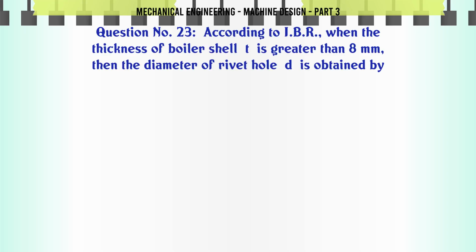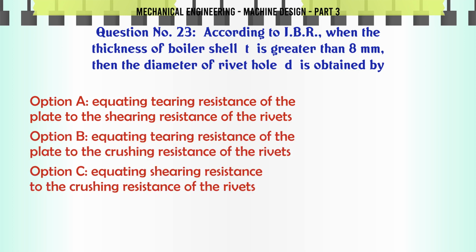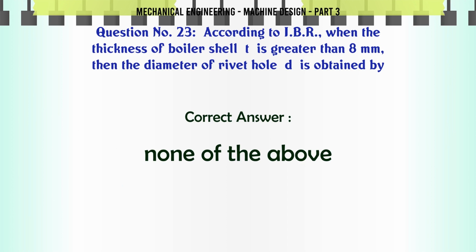According to I.B.R., when the thickness of boiler shell T is greater than 8 mm, then the diameter of rivet hole D is obtained by A. Equating tearing resistance of the plate to the shearing resistance of the rivets, B. Equating tearing resistance of the plate to the crushing resistance of the rivets, C. Equating shearing resistance to the crushing resistance of the rivets, D. None of the above. The correct answer is none of the above.